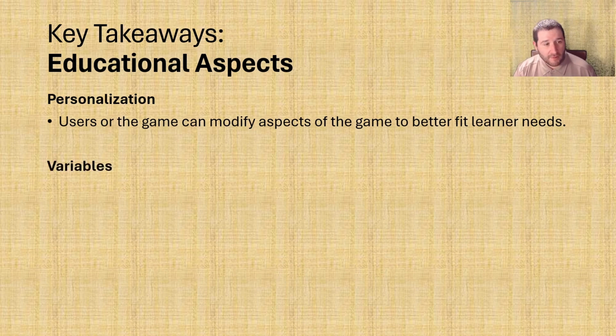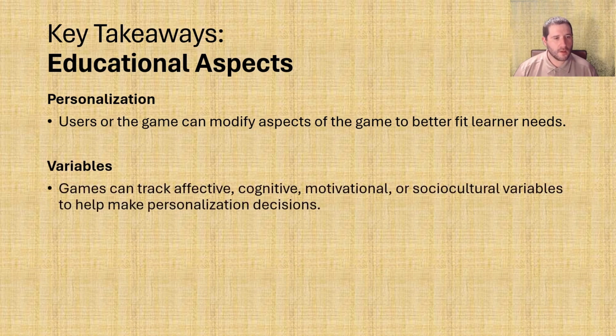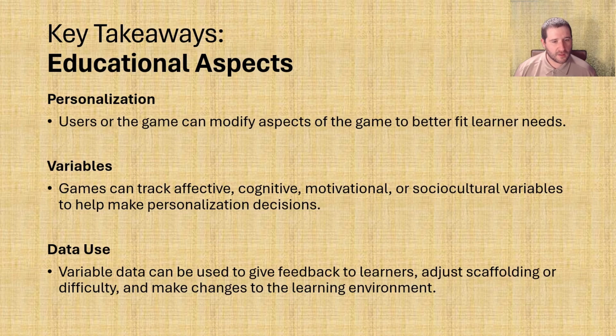We talked about variables, right? These games can track affective, cognitive, motivational, or even socio-cultural variables, and that can help us make these personalization decisions. And then finally, under data use, right? Once we do assess these variables, we can use that data to give feedback to learners, adjust our scaffolding or difficulty level, and to just make general changes to the learning environment.